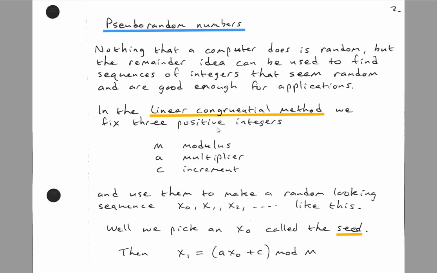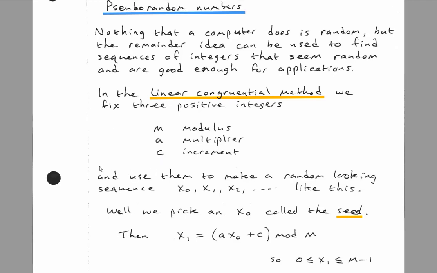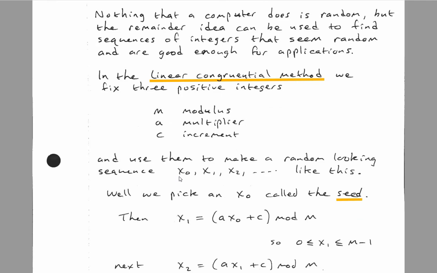So fix 3 positive integers. We have these parameters: m is the modulus, a is called the multiplier, and c is the increment. We're multiplying by the multiplier and adding c. We use these numbers to construct an integer sequence.